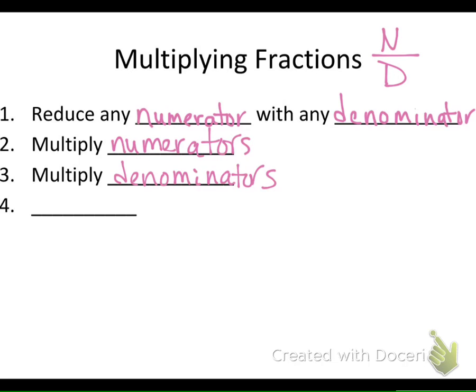And the last step, why we all, sarcasm, love fractions so much, anytime when you think you're done with them, you're not, because you always have to do what? Simplify. Right. So these are going to be the 4 steps that we're going to follow when we multiply fractions together.